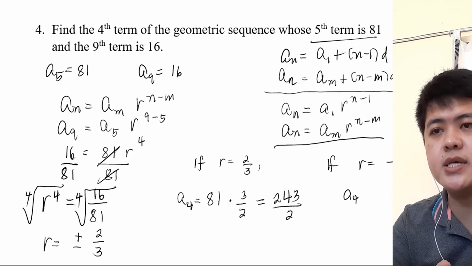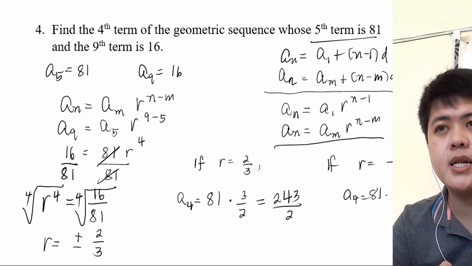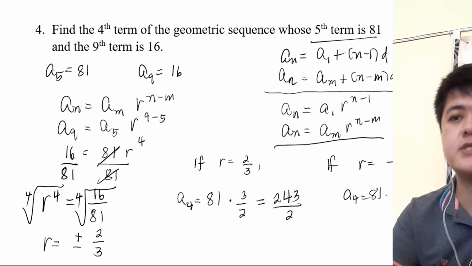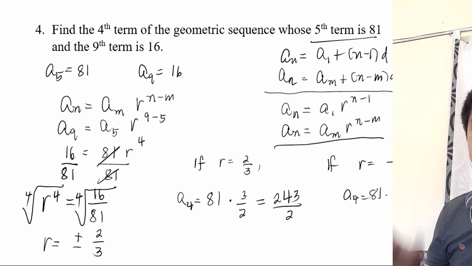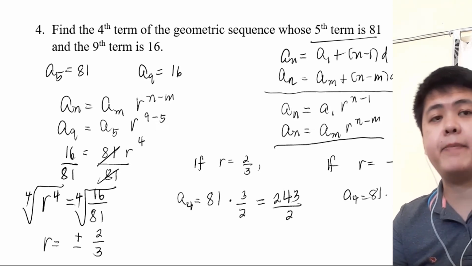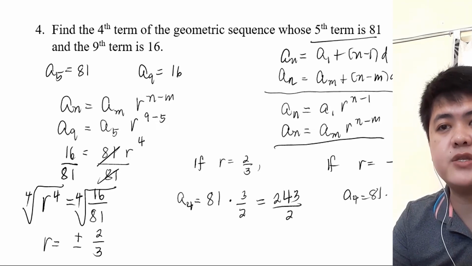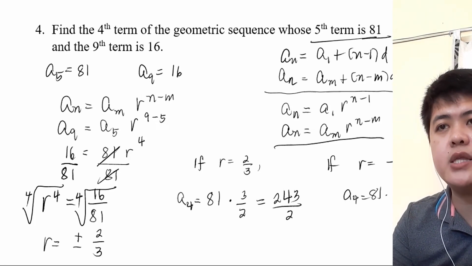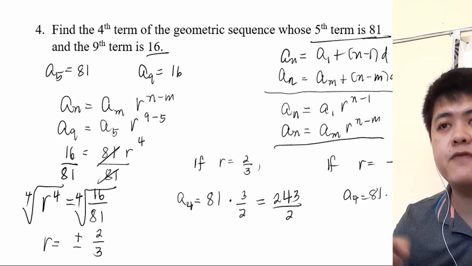A sub 4 is 81 times negative 2/3, or negative 3 halves. So negative lang pa, no? Negative 243 over 2. Now, kaya pwedeng negative or positive yung common ratio kasi ang kailangan mo kasing masatisfy ay yung 81 at saka yung 16 na pang 5th term tsaka pang 9th term.